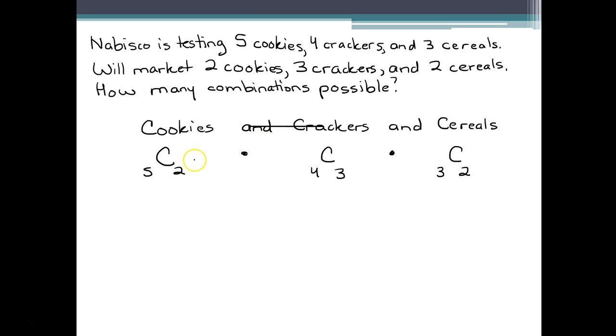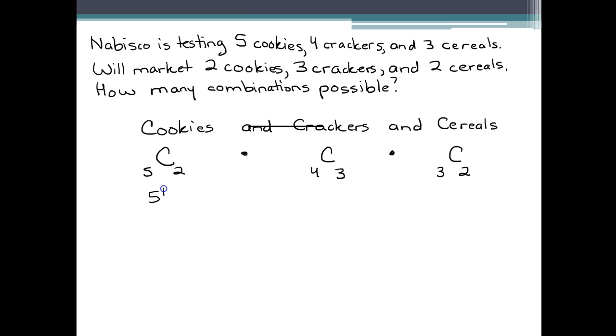Because you're not only finding out how many ways can they market the 5 cookies, choose 2. How many ways can they market 4 crackers, choose 3. How many ways can they market 3 cereals, choose 2. But they're putting us all together in their marketing. So they're trying to see how many marketing campaigns they can come up with when you put all of that together. So those ands, you have to multiply these combination results together.